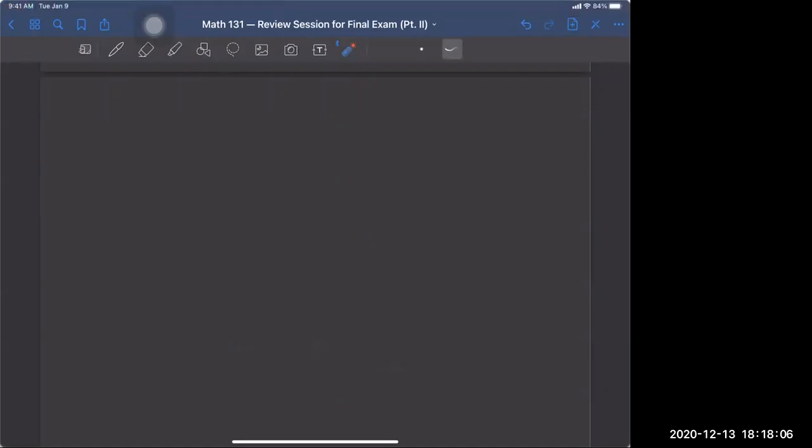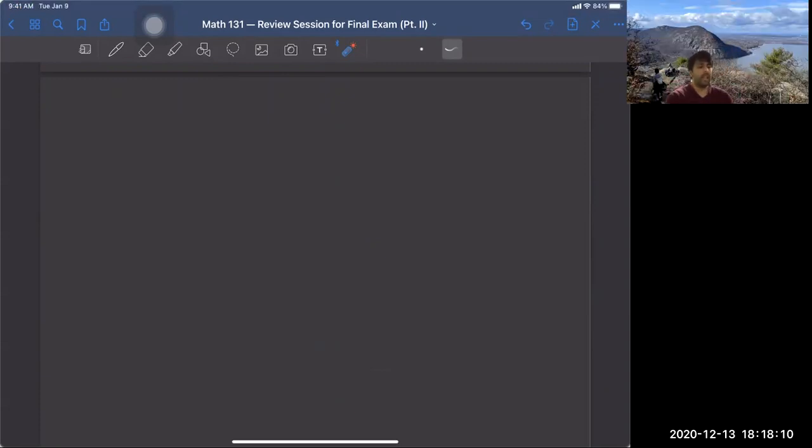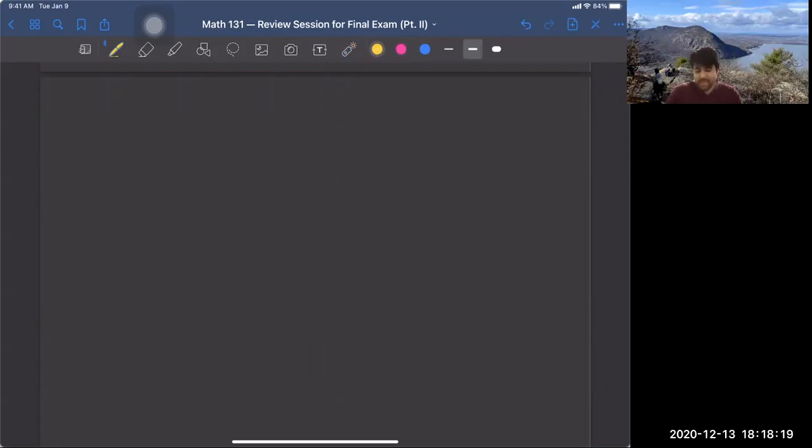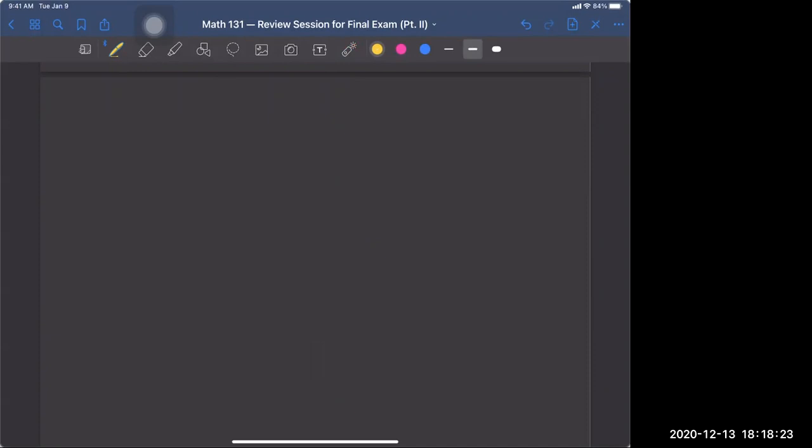Can you go over all the steps with curve sketching? All the steps to curve sketching. Wow, that's a lot of steps. Are we going to have a curve sketching problem? Well, I would say be ready for that. So, curve sketching, right?